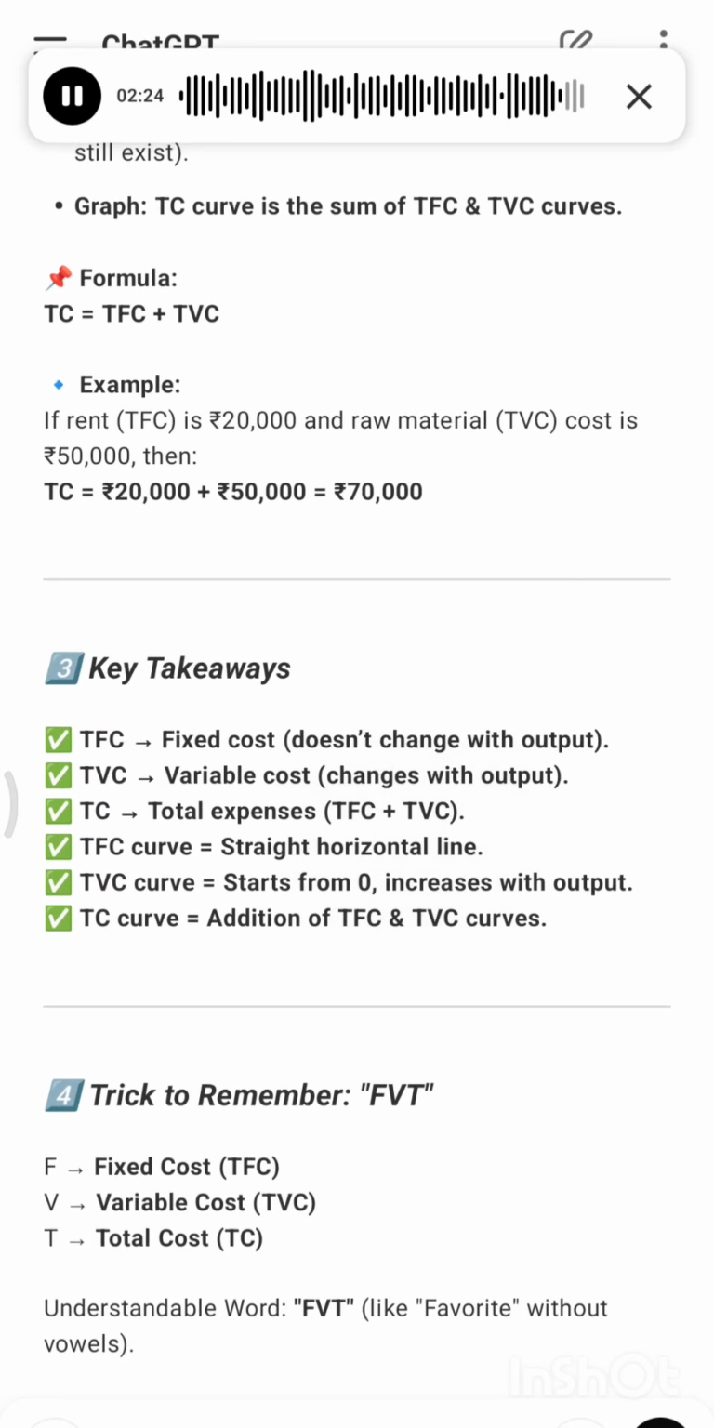Trick to remember: FVT. F, fixed cost, TFC. V, variable cost, TVC. T, total cost, TC. An easy word: FVT, like favorite without vowels.